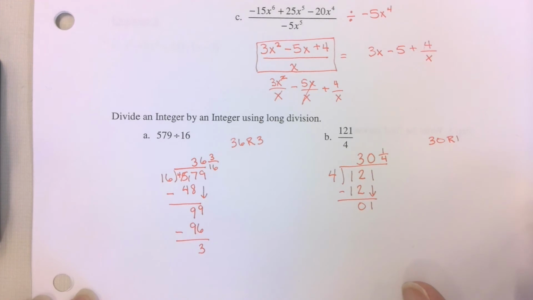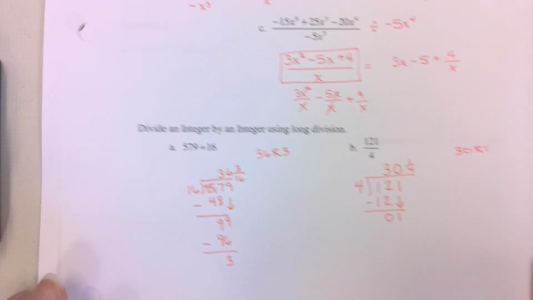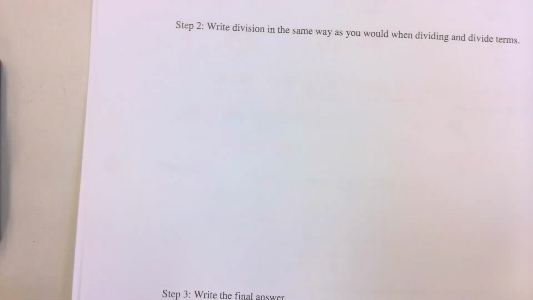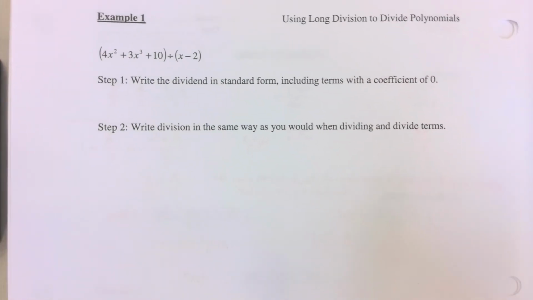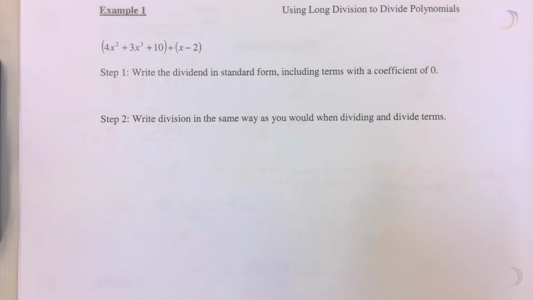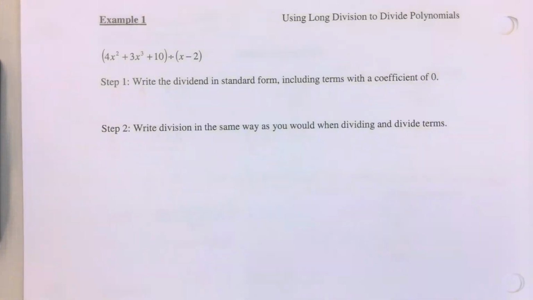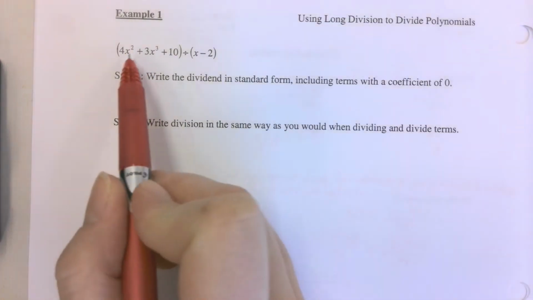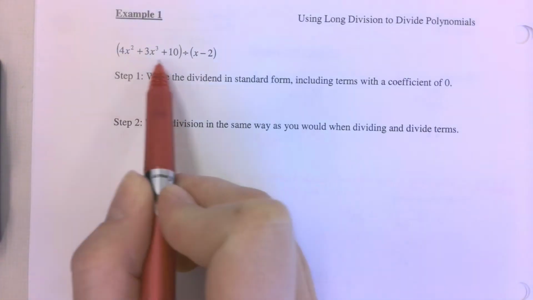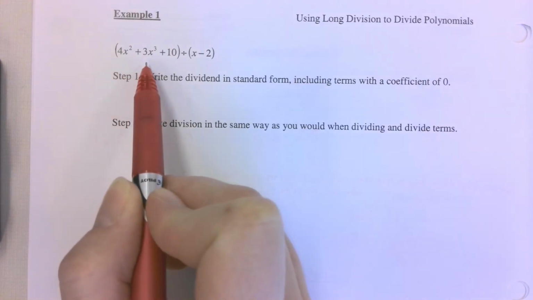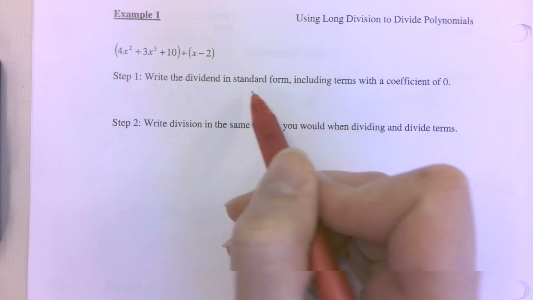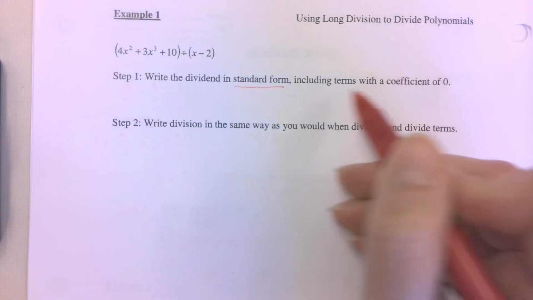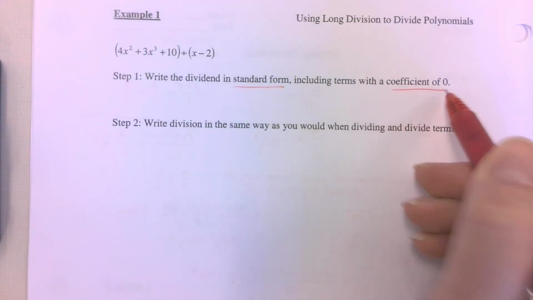All right, so that's a quick review of longhand division, so we can work on a more abstract use of longhand division in polynomials. Okay, there's a couple rules here. So we have this first example here. The first thing we want to do is make sure that our dividend is in standard form, highest power to lowest power. So we want to go in descending order, and if we're missing anything, we want to include it with a coefficient of 0.